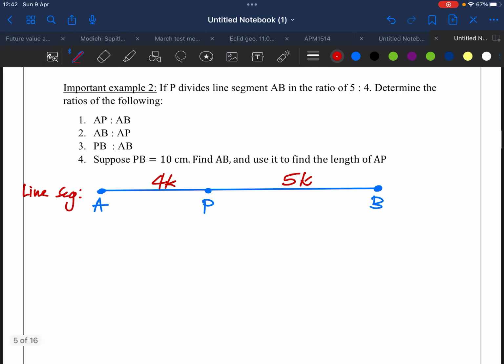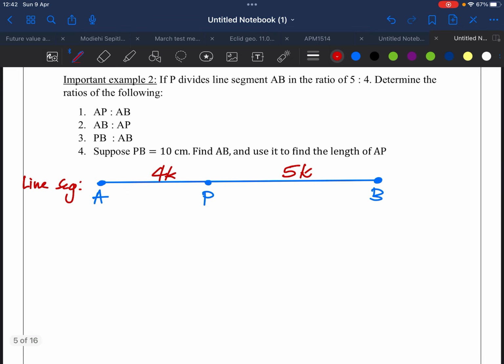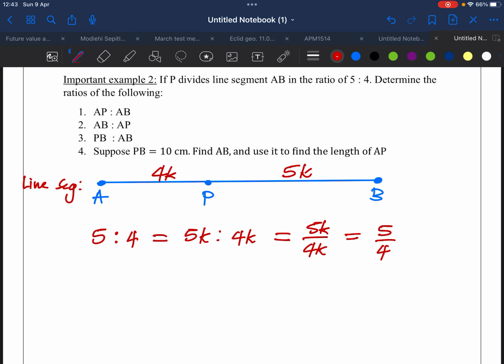Now check something. If we say 5:4, we see that this is equivalent to 5K is to 4K. But remember we said that this can be written as 5K over 4K there. So this is equivalent to 5 over 4, which is equivalent to 5:4. So those K's represent that this is just a ratio. K can be any number that is positive.